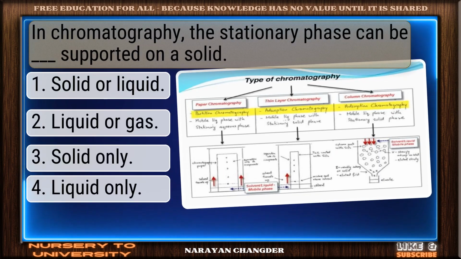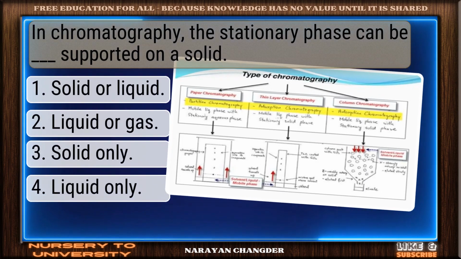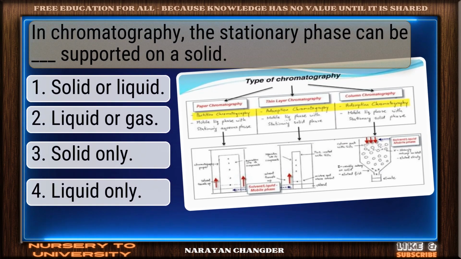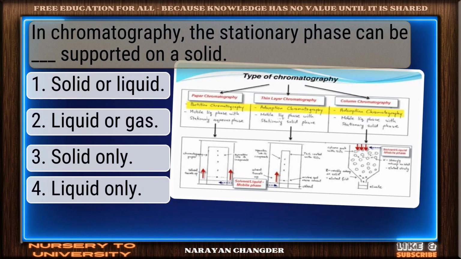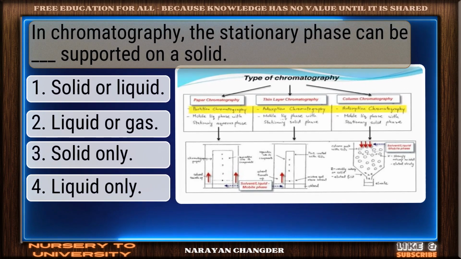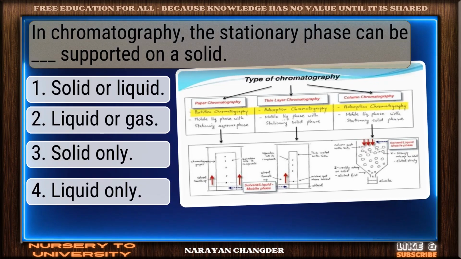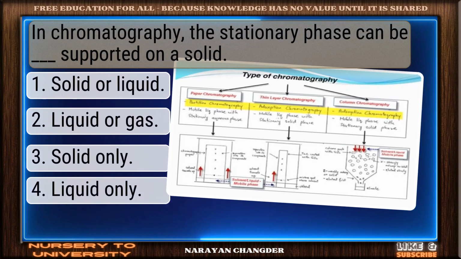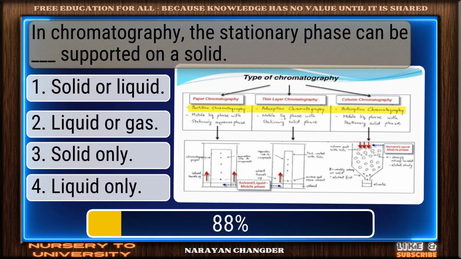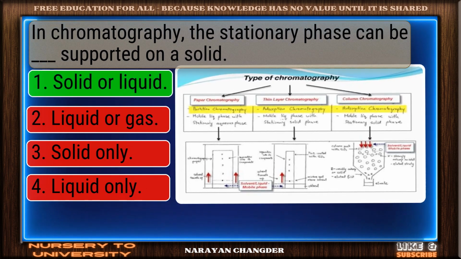Exactly. In chromatography, the stationary phase can be ___ supported on a solid. Option 1, solid or liquid. Option 2, liquid or gas. Option 3, solid only. Option 4, liquid only. You got it, solid or liquid.